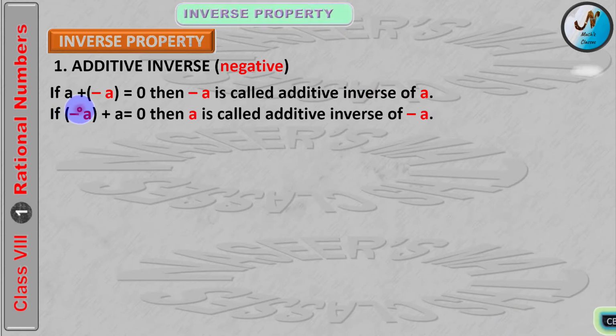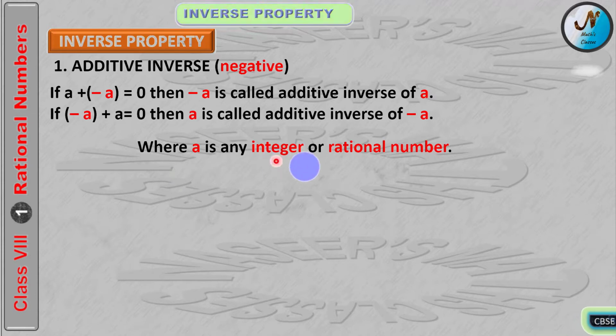If a plus minus a is equal to 0, then minus a is called the additive inverse of a. Here, a positive number is added with its negative number, then we get 0. If we add minus a with a, then we get 0. Then a is called the additive inverse of minus a. Here a is any integer or a rational number.